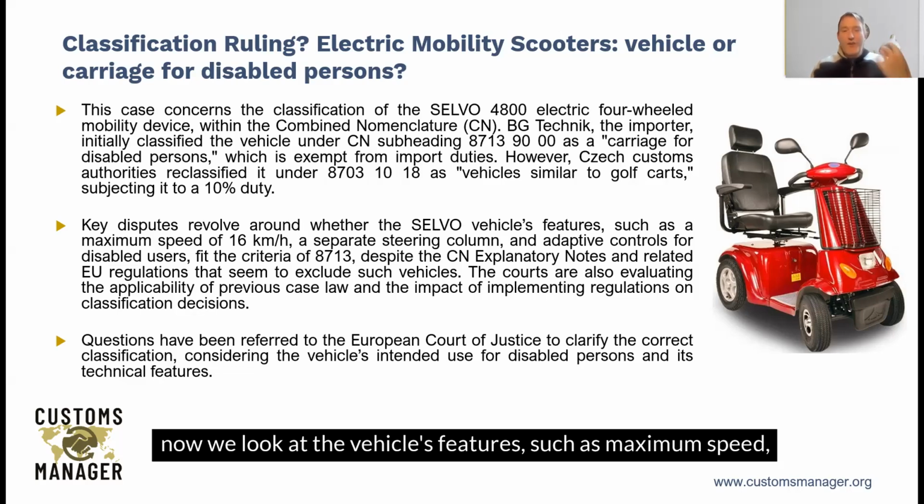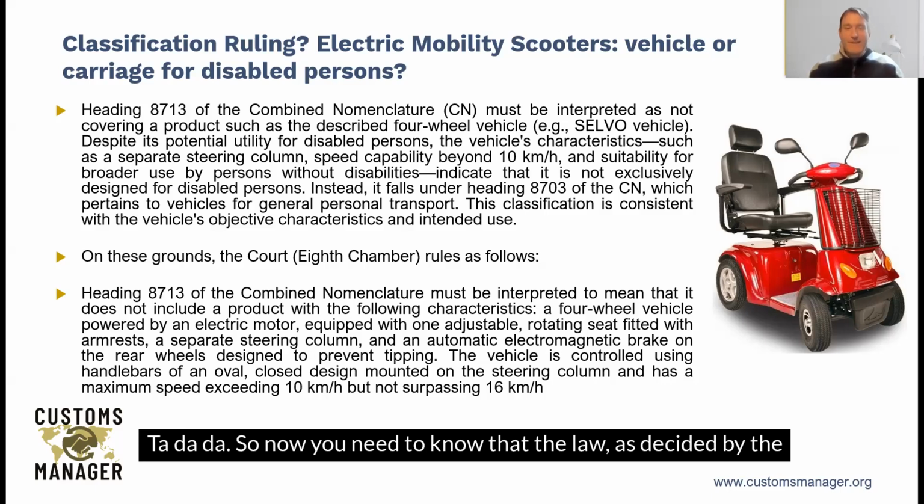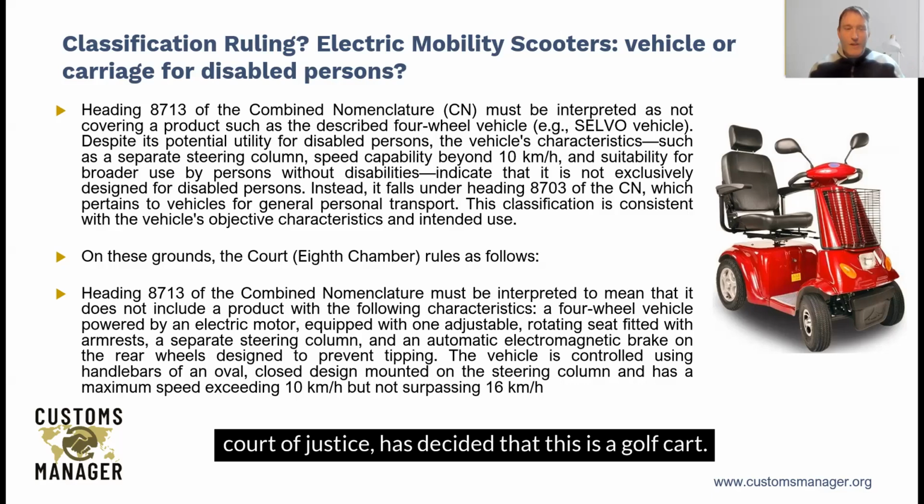Now we look at the vehicle's features, such as maximum speed, whether it has adaptive controls for disabled users, whether it fits the criteria of 8713, despite the CN regular. What do the CN explanatory notes say? What are the related EU regulations for such vehicles, and so on. And this has then gone all the way up to the European Court of Justice. It continues on, and it was written that it is a golf cart. So now you need to know that the law, as decided by the Court of Justice, has decided that this is a golf cart.